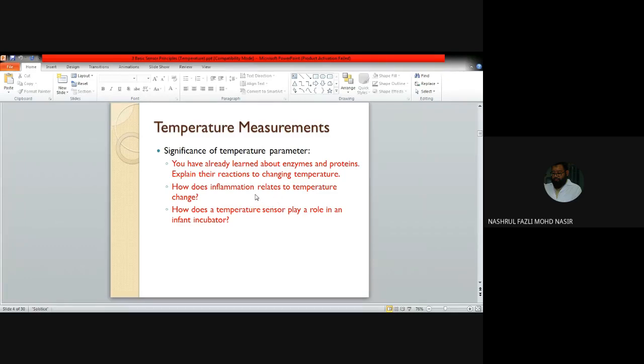So the temperature will be higher in that area compared to the normal other part of your body, and then the temperature sensor to make sure that the infant is in better condition.